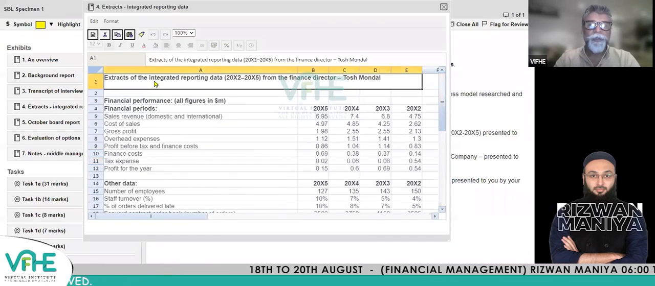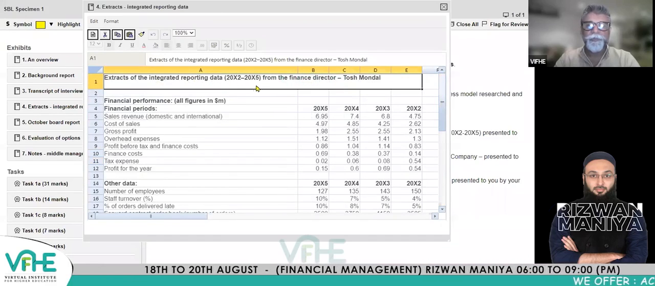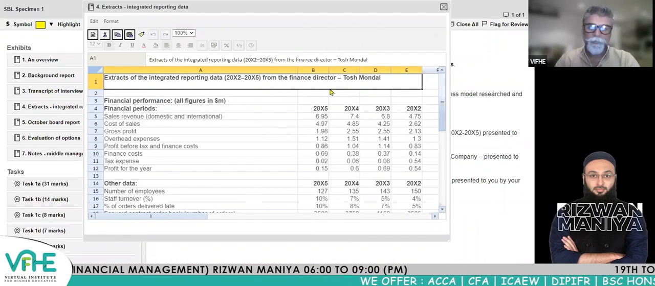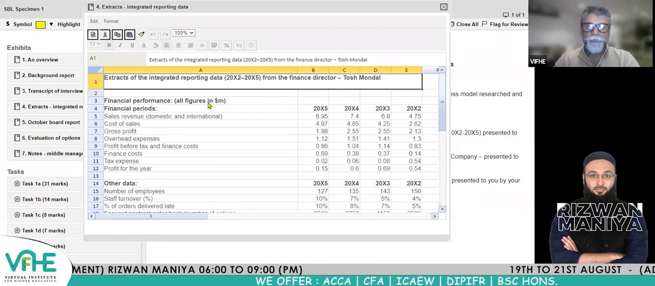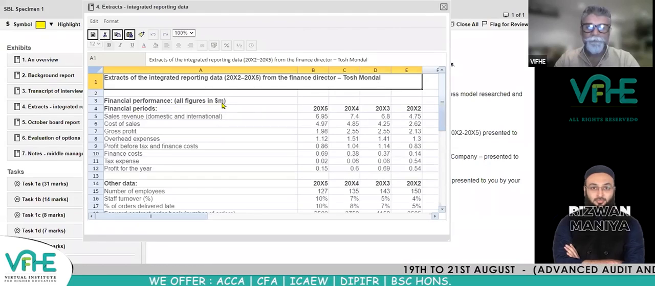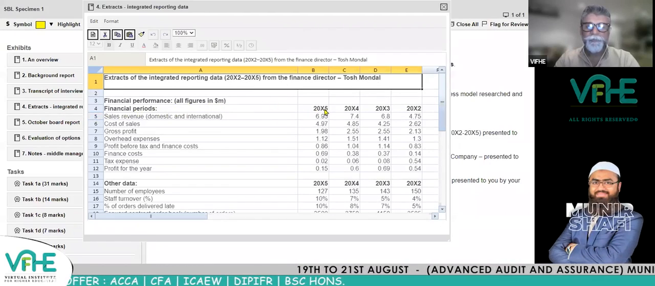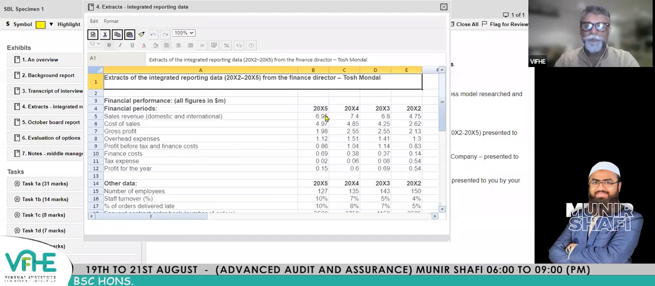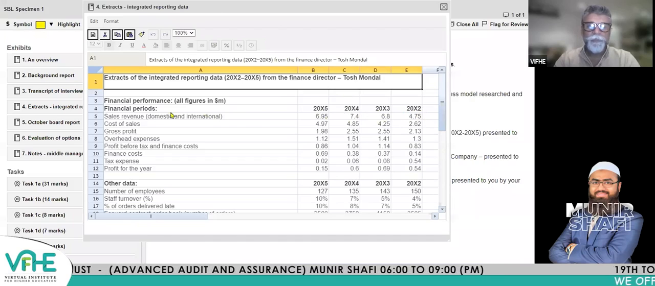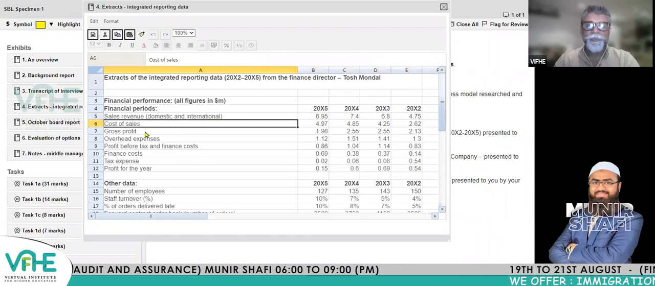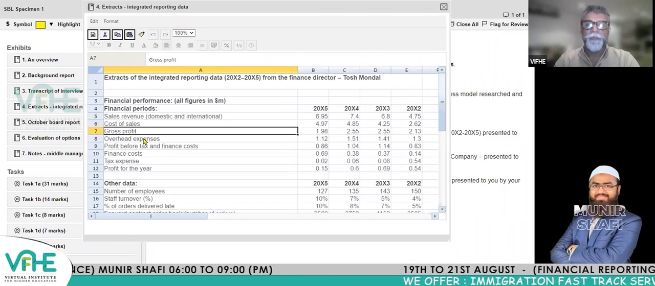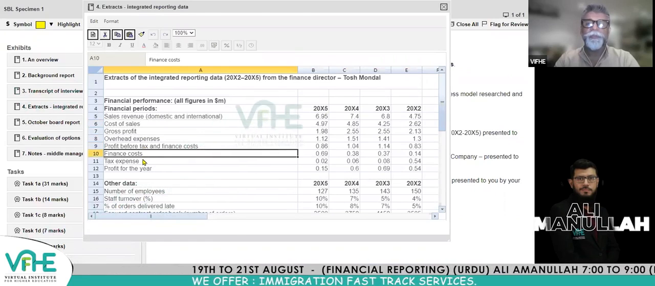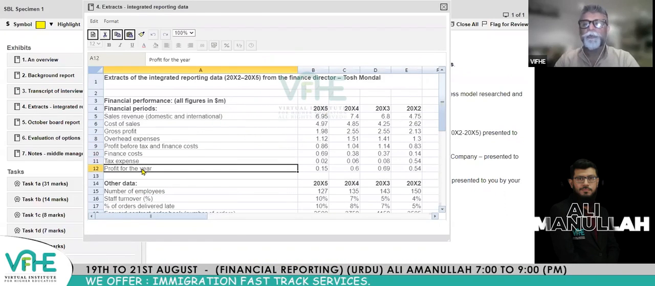So this is an extract of the integrated reporting data from the finance director Tosh Mondal. Financial performance, all figures in dollar million. Financial period is X5, X4, X3, X2, so the last 4 years of data has been given. Sales revenue, cost of sales, then gross profit. Then overhead expenses, profit before taxes, then finance cost, tax expense, and profit for the year.